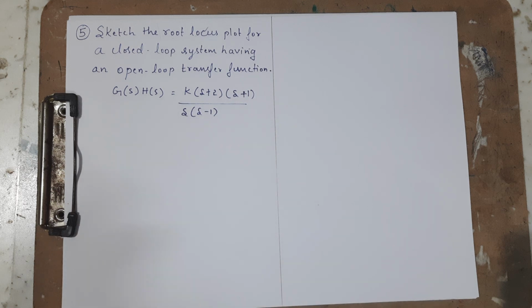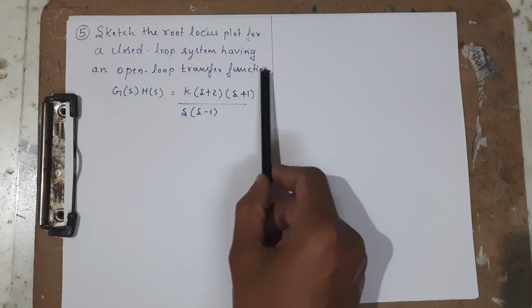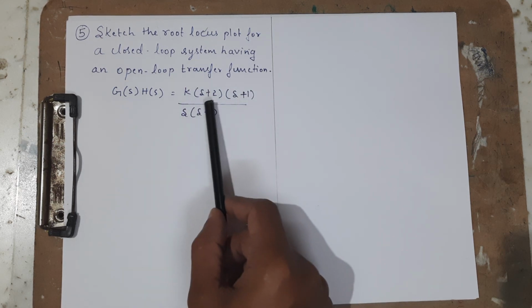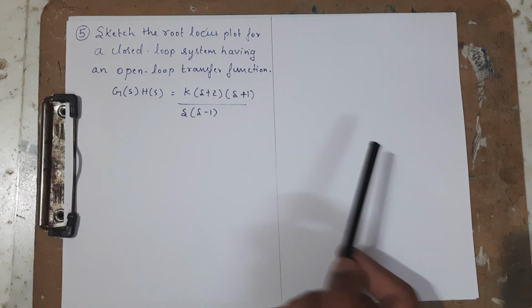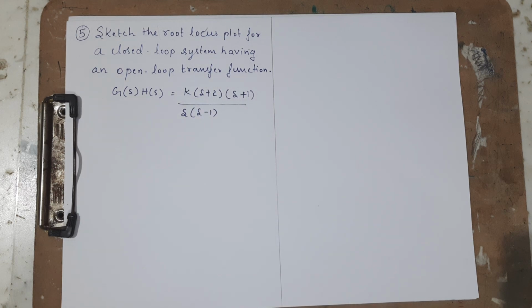So today in this class we are going to solve another problem on root locus. The problem has been given like this. It is having an open loop transfer function, G(s)H(s) equals K(s+2)(s+1) divided by s(s-1). So we have to sketch the root locus for this given problem.